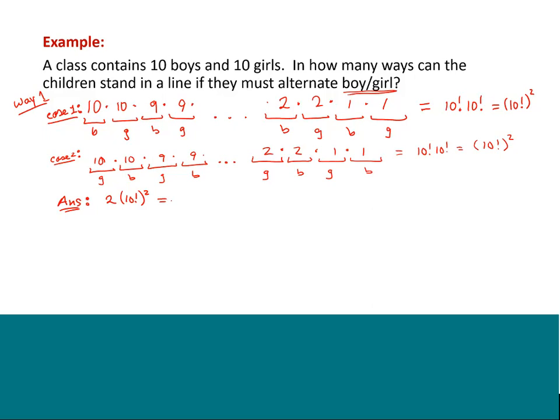So if you go ahead and multiply that out, I'm just going to give you the integer answer. The integer answer turns out to be 26,336,378,880,000. So these are the different ways that the kids could actually line up in a straight line. Okay, so a ton, literally.